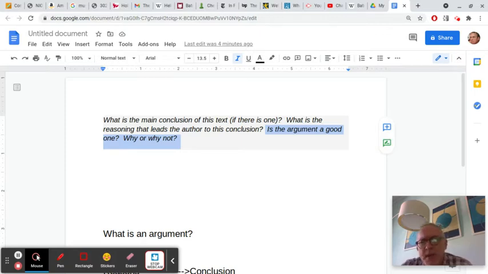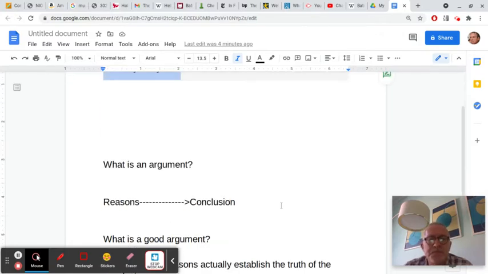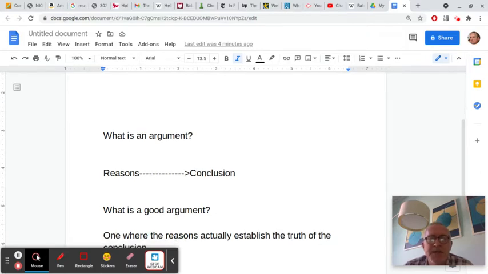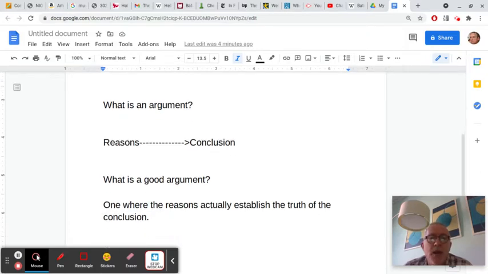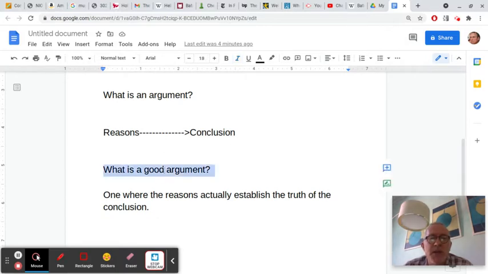But what does that mean? It may not be on the face of it really clear what it means to evaluate an argument. But going back to basics, which is, again, what helped me: what is a good argument? On what basis do we say that something's a good argument or a bad argument? Well, just to start again with the basics, a good argument is one where the reasons actually establish the truth of the conclusion. That's how we evaluate arguments.